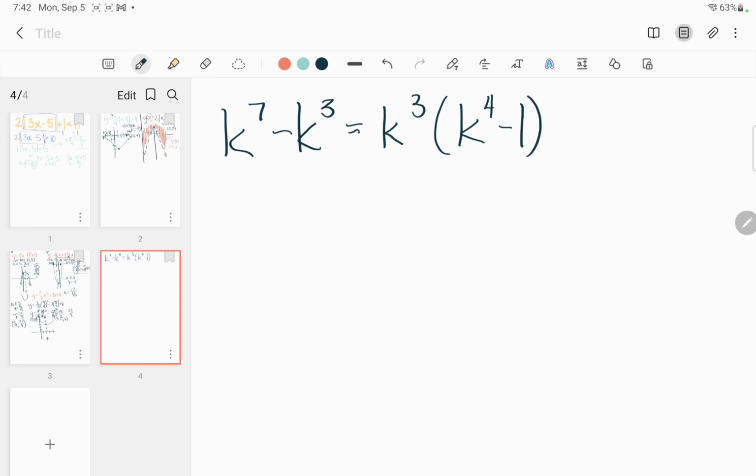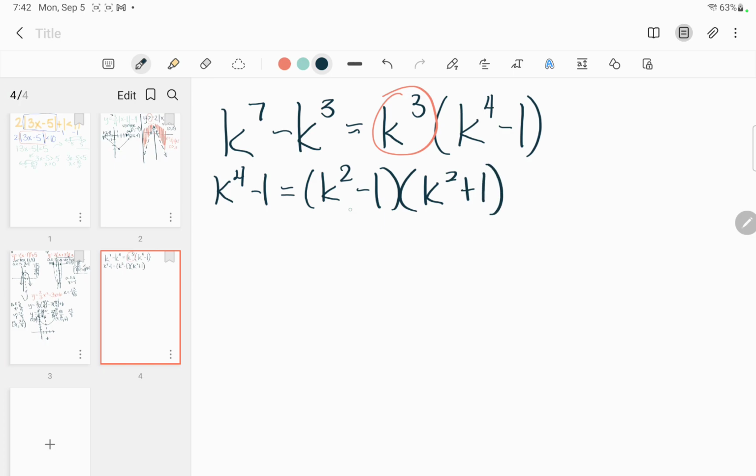So this can be further factored. And this is a difference of squares. Now, I'm not going to forget my k to the 3rd. He's right up here. He's just hanging out. My two factors here, I have k squared minus 1 and k squared plus 1. K squared plus 1 does not factor further over the real numbers, so I will leave that be.